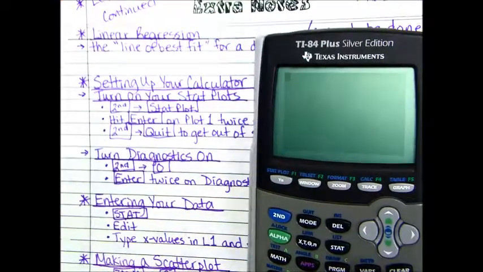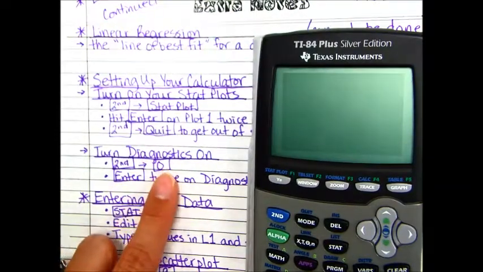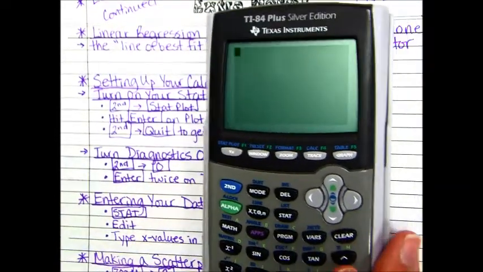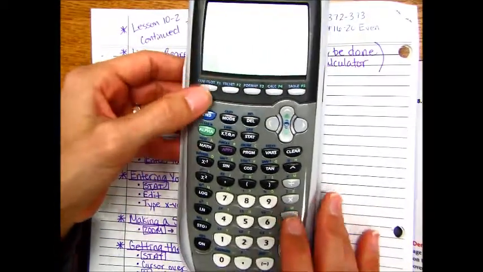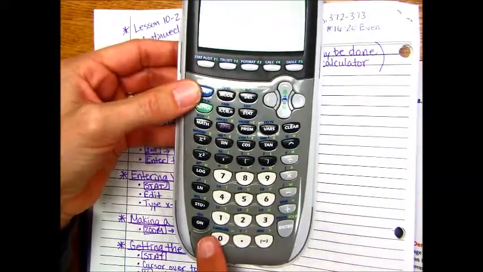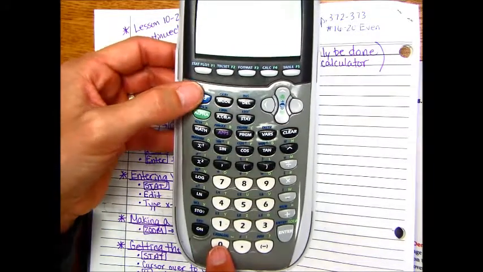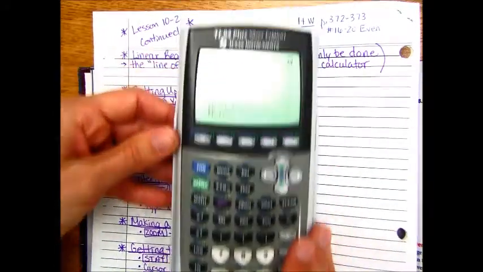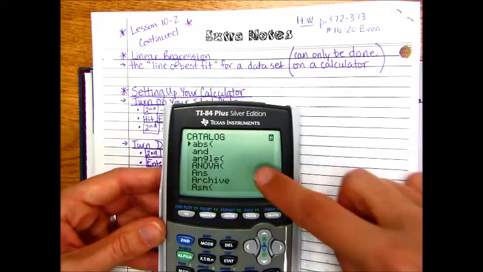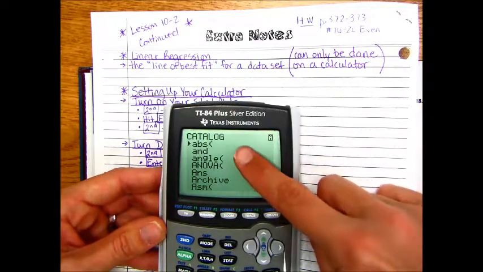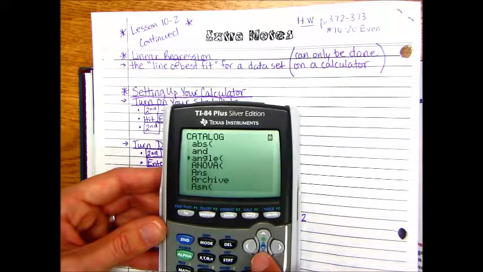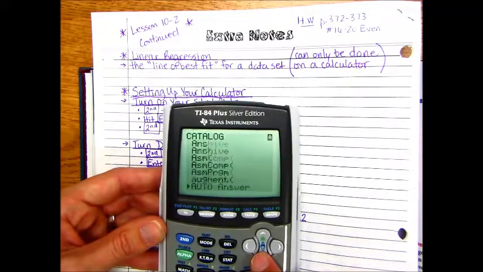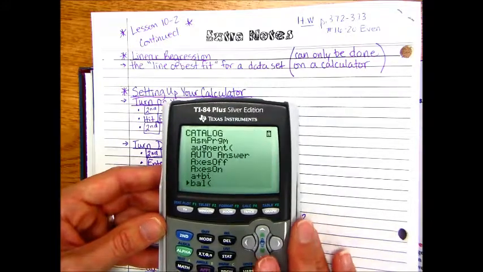Okay, then from there, we need to turn your diagnostics on. For that, it says hit second 0. So we know where second is. There's my thumb. 0, like literally the number 0. Second 0. You will get a menu that says catalog on here. You need to go all the way down to diagnostics on. Guys, these are in alphabetical order, so you can cursor all the way down if you want, but it's really lengthy.